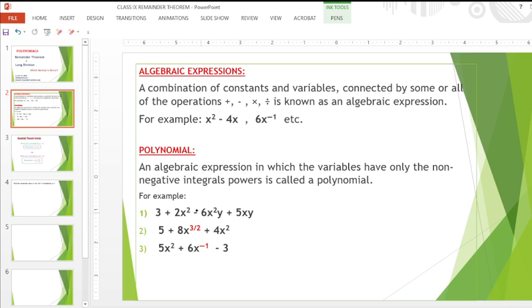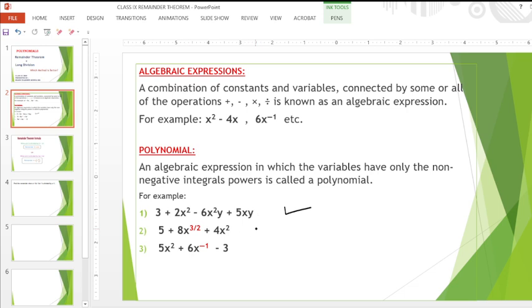So we need to check whether these algebraic expressions are polynomials. What is the extra condition for a polynomial? Any algebraic expression whose variables have whole number powers is called a polynomial. They should have non-negative integral powers. Like the first example, this is an algebraic expression. It's a polynomial, right? Why? Because the powers of the variables are all whole numbers, all non-negative powers. So this is a polynomial.